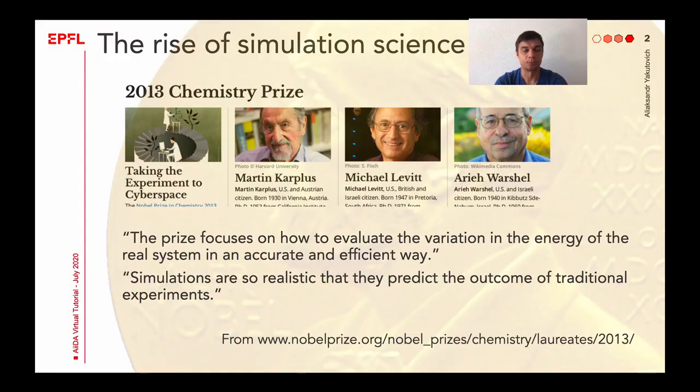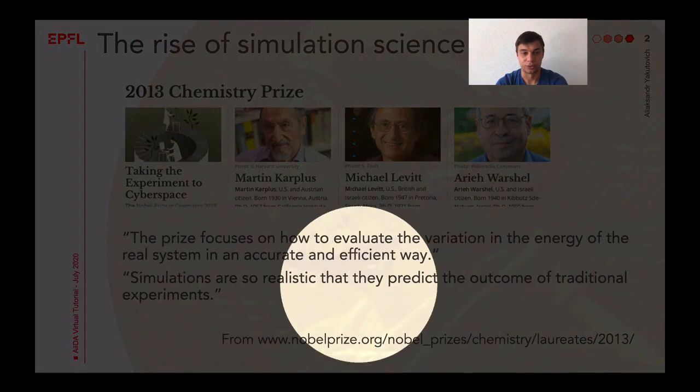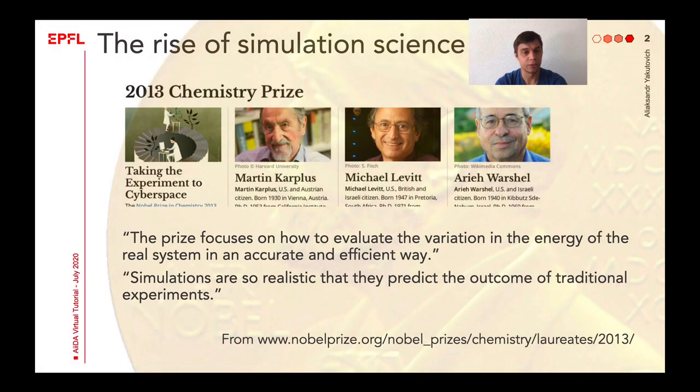So this is the Nobel Prize in Chemistry 2013, and the Nobel Prize has been given to the computational scientists. And as you can see in the press release, there was a statement: simulations are so realistic that they predict the outcome of traditional experiments. So if you think about this phrase, this is something that couldn't be said, let's say 30 years ago. And now the situation has changed so dramatically that the simulations have essentially become an additional experiment.